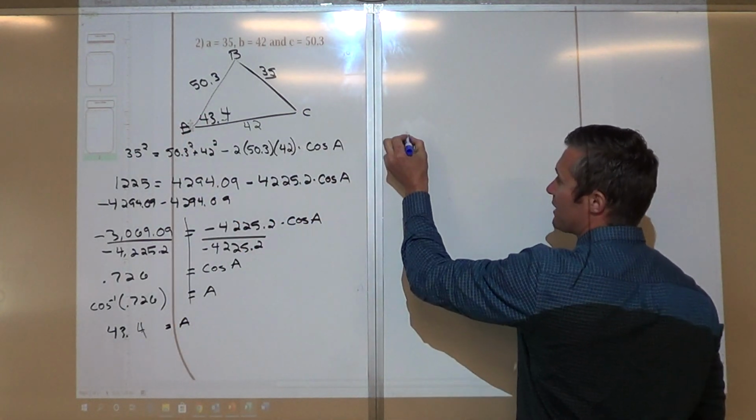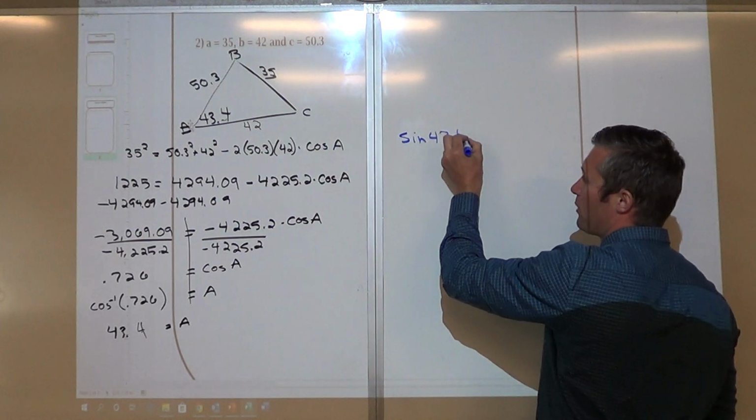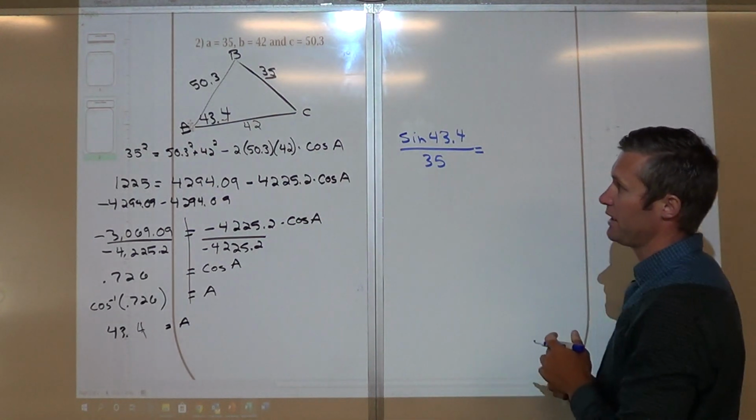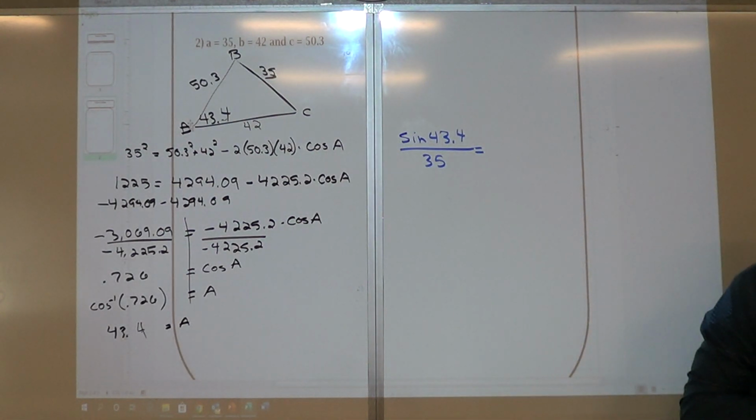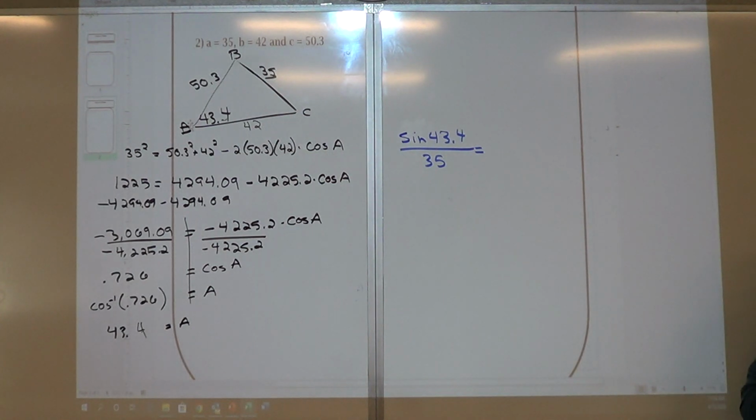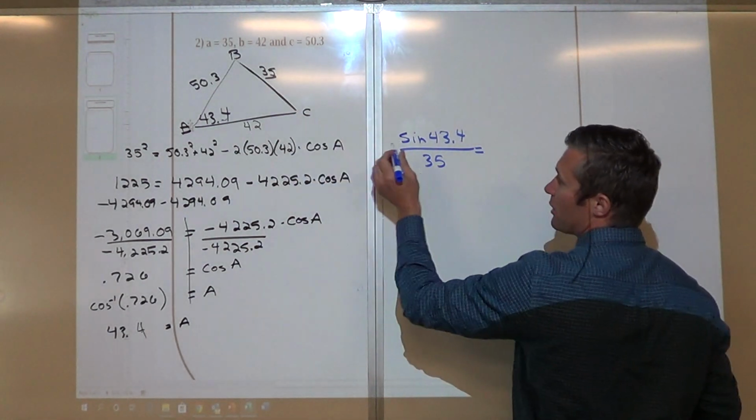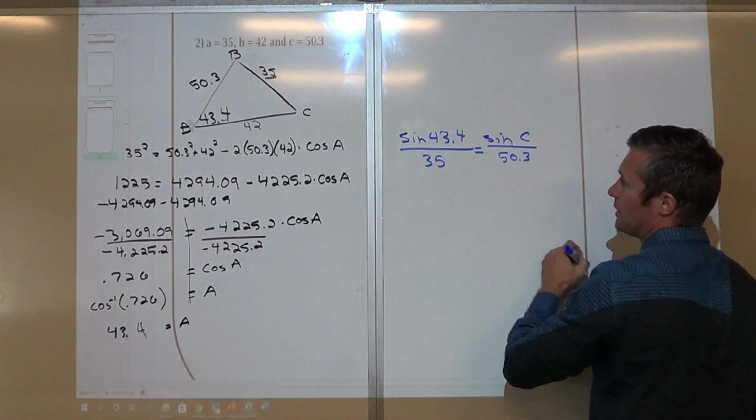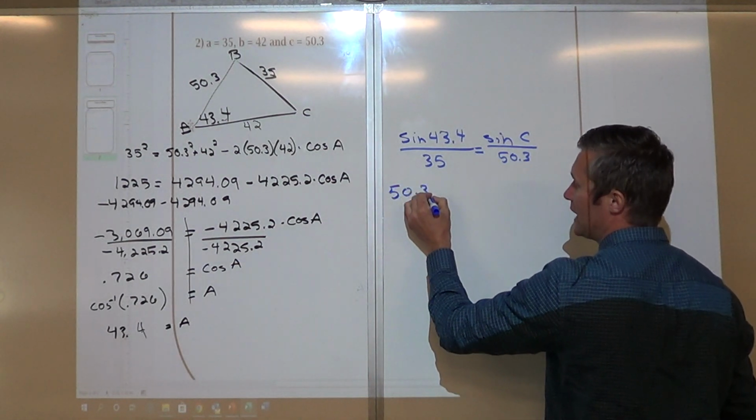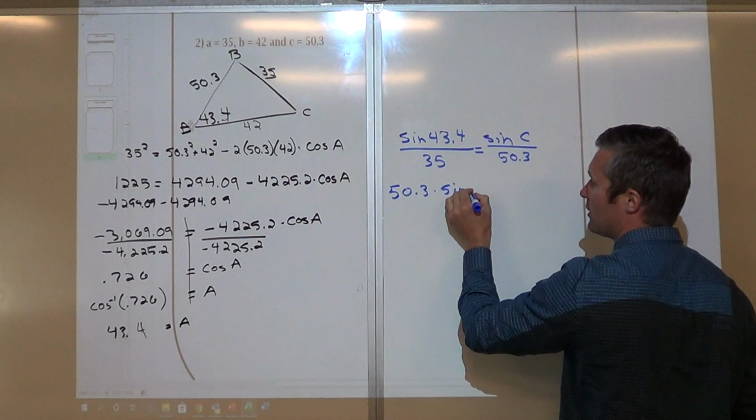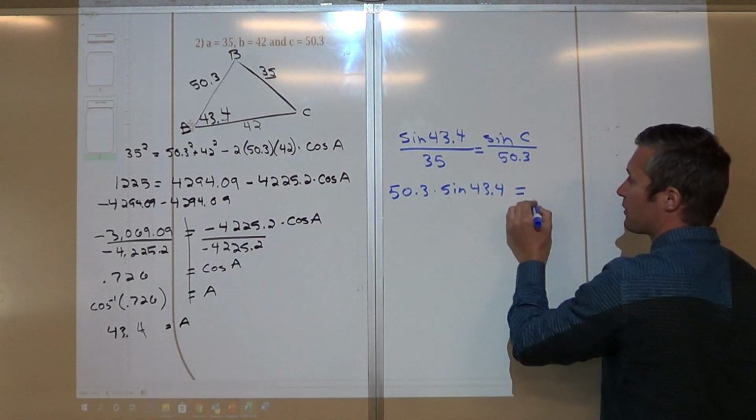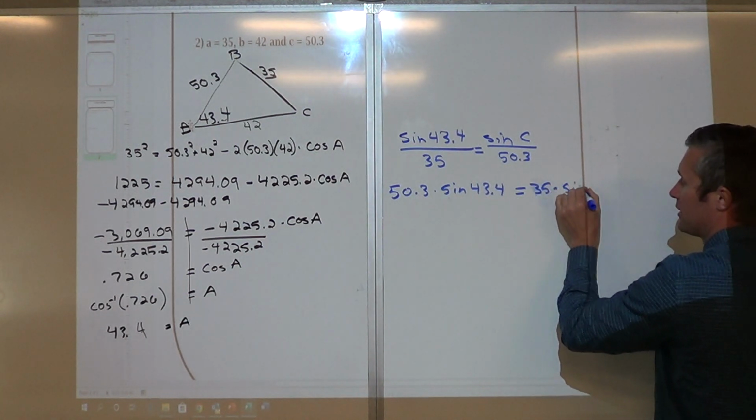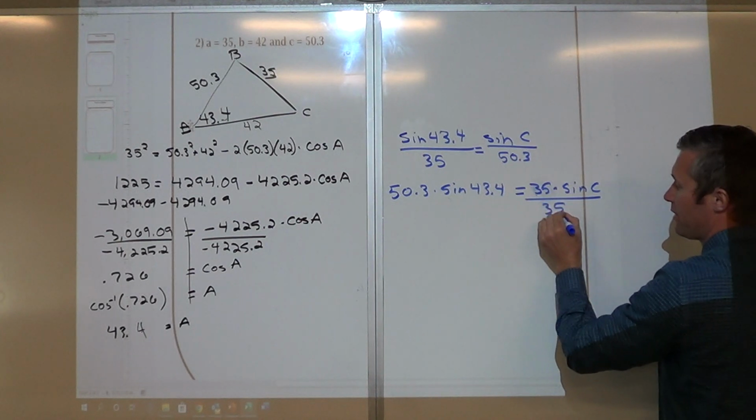So law of sines would be sine of 43.4 over the side opposite, 35, equals, we'll go angle B next. So angle B, or actually I did C, so I'll go angle C. So sine of angle C over 50.3. Cross multiply, so 50.3 times sine 43.4 equals 35 times sine C. I divide by 35.